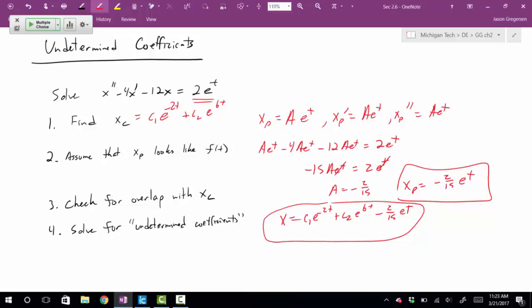This is a quick technique. It can be really easy when the right-hand side is nice and clean, like e to the t, sine of t, or t plus 1, some nice little polynomial. This is a nice quick down and dirty approach. You just make your assumption and figure out the constants, boom, you got it. Okay? Any questions?